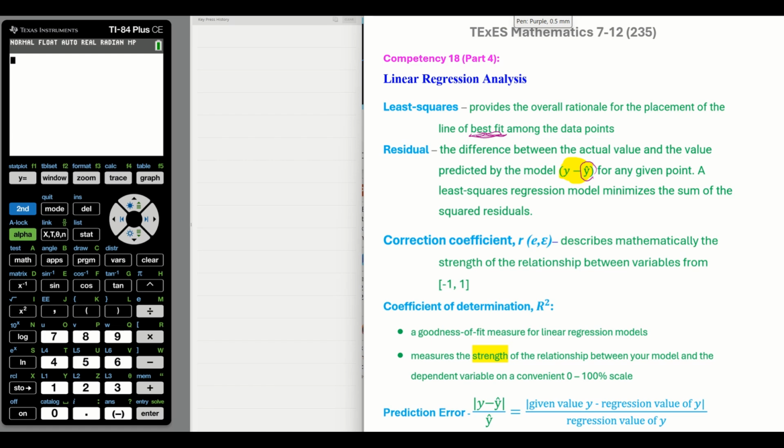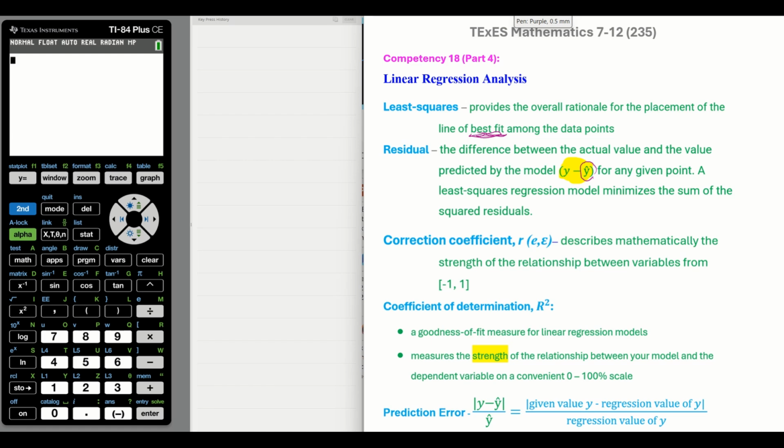Now, if you've done best fit, you'll know that your line just kind of goes through the middle of your data. Rarely is it perfectly on your data. This is for any given point. A least squares regression model minimizes the sum of squared residuals. So that's where the term least squares comes from. There's a process of squaring these residuals and moving the line around till you get the best one.